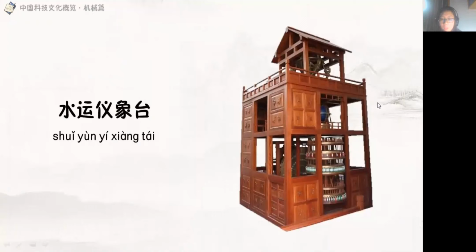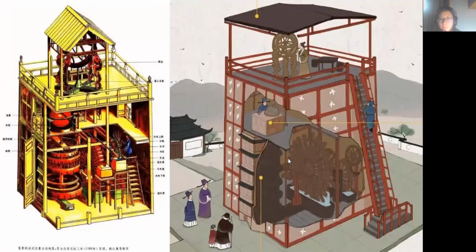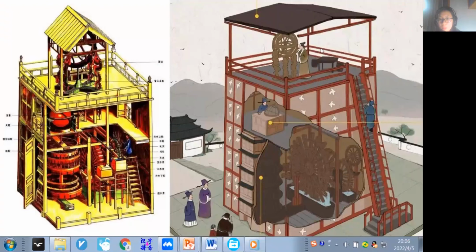Okay, now we are going to introduce an integrated astronomical instrument, which includes the three devices we just mentioned above. This thing is like a building. In Chinese, it's 水运仪象台. It's an astronomical clock tower. And here you can see, there are three stories inside. Another picture, three stories. Okay, let's see it in more details.